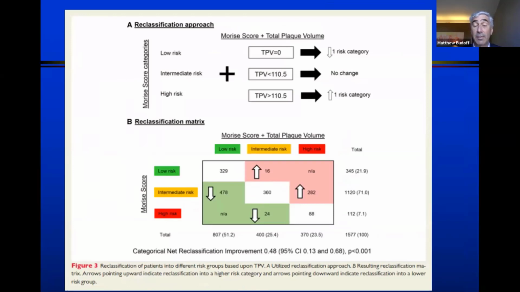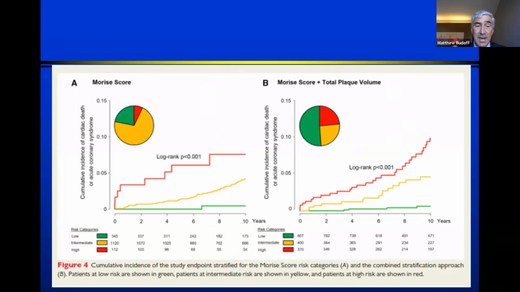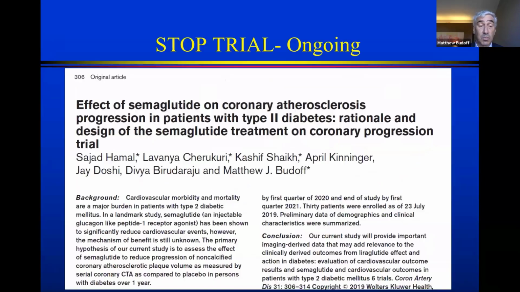You can see the up arrows demonstrating where the total plaque volume was greater than 110, increasing the net reclassification, and in green, those patients who had zero plaque, decreasing or reclassifying patients correctly. It can also be added to the MESA score. Here on the left is the score by itself. On the right is adding total plaque volume, and you can see better plaque risk assessment.